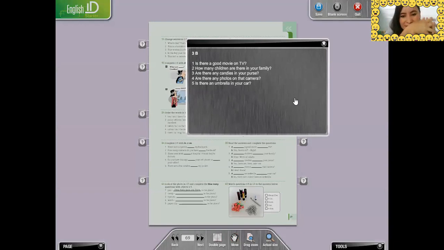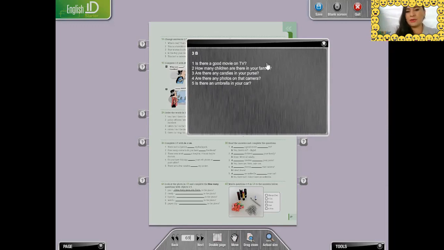Ruben, you said something, right? But here we have how many children. Yeah, Ruben mentioned this. Ruben says in number 2, how many children, but in this case, are there in your family? And the others we have in here.